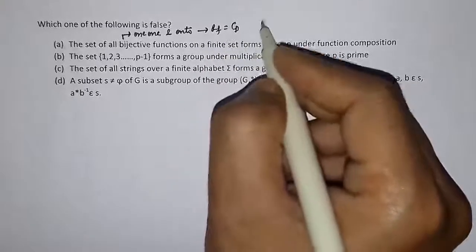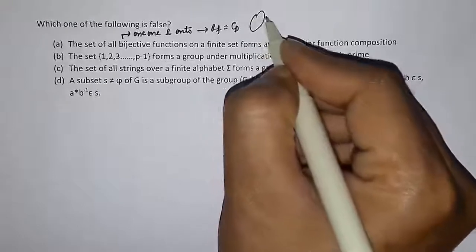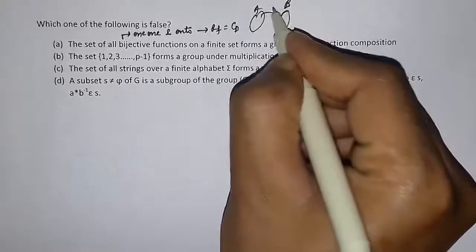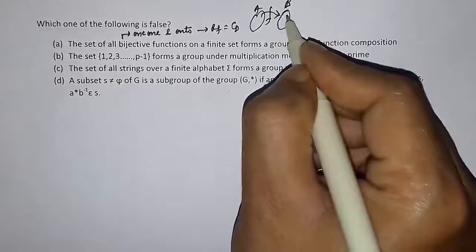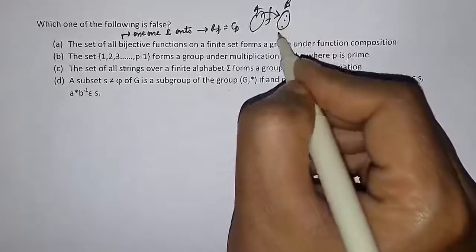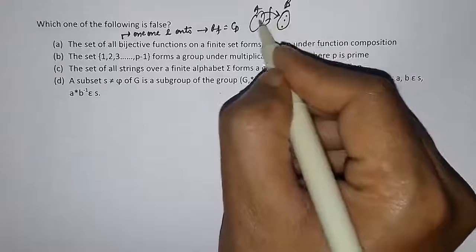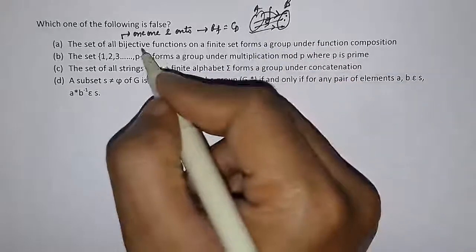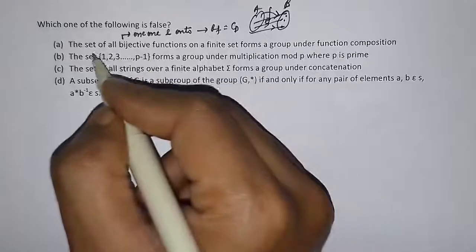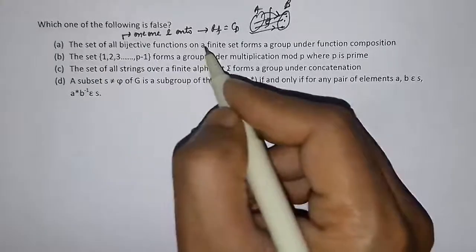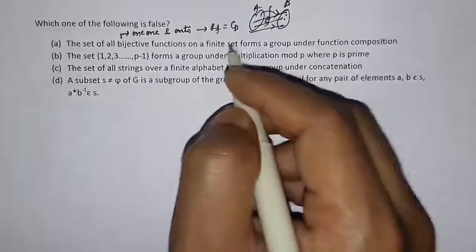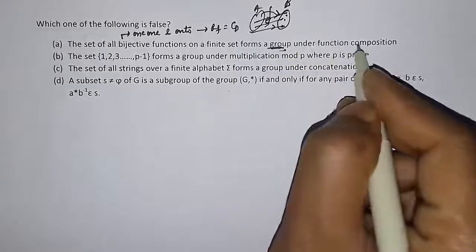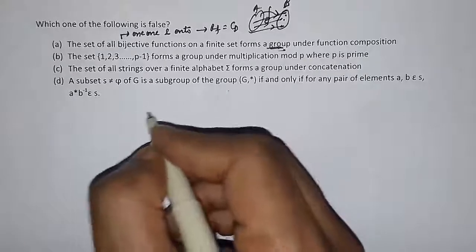One-one and onto imply that range of the function is equal to codomain of the function. That is, suppose this is a function from set A to set B, then every element of set B must be image of some element of set A. This is the meaning of bijective function. Given that the set of all bijective functions on a finite set forms a group under function composition, we have two things given.